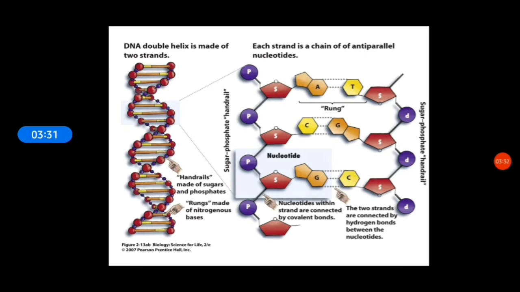The two threads of the DNA molecule are comparable to two rails of a ladder, and each rail is made up of alternately joined molecules of sugar and phosphoric acid. Each rung of the ladder is a pair of nitrogenous bases joined by hydrogen bonds. Adenine always pairs with thymine by two hydrogen bonds, and cytosine always pairs with guanine by three hydrogen bonds.